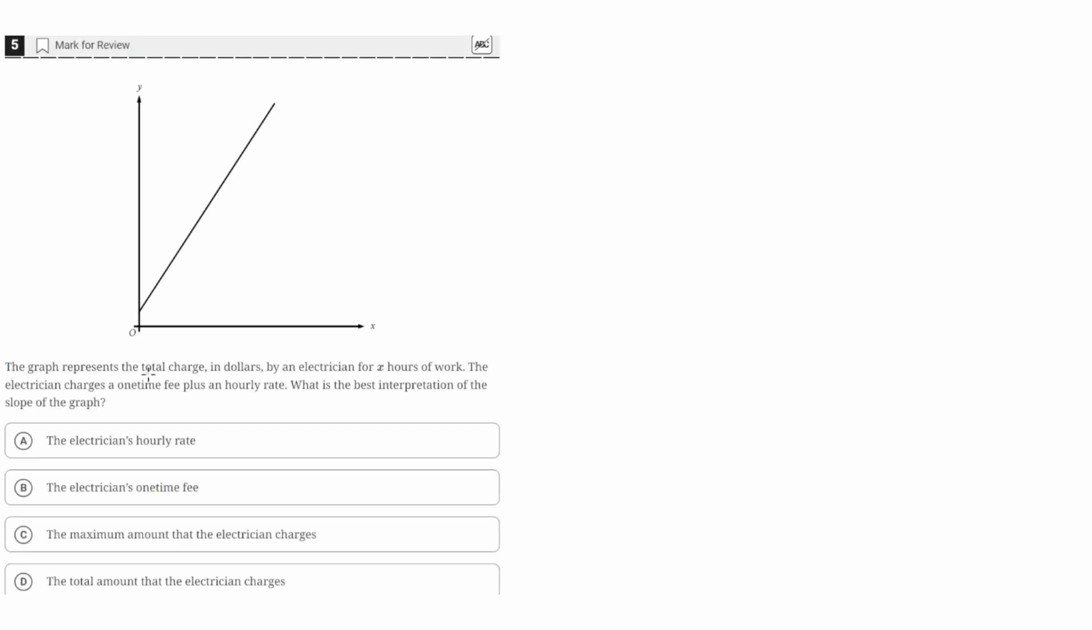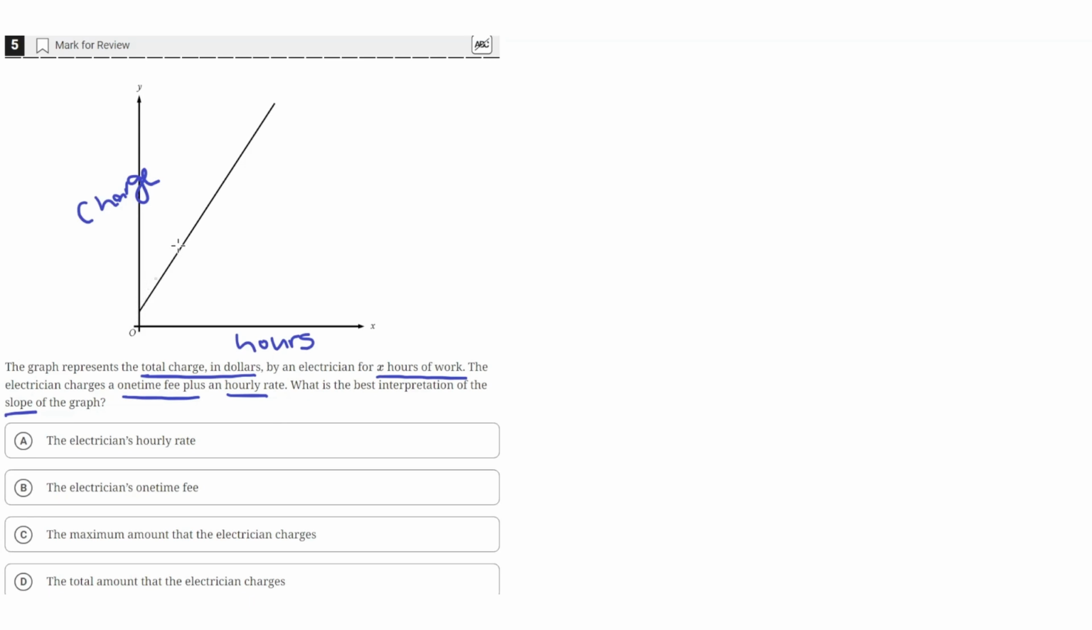The graph represents the total charge in dollars by an electrician for X hours of work. The electrician charges a one-time fee plus an hourly rate. What is the best interpretation of the slope of the graph? So the total charge is represented on this graph, which means that the y-axis represents the total charge, while the x-axis tells us the hours of work.